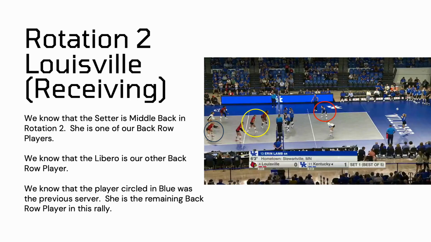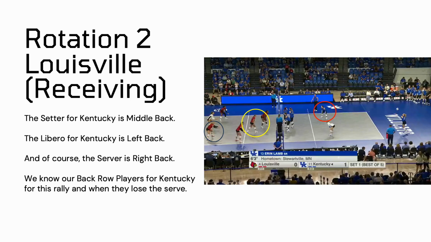Again, just for review, we know that our setter is middle back in rotation 2. Obviously, she must be one of our back row players. We know that the libero always has to be a back row player. So now we know 2 of our back row players in this particular rally. We should know that the player in blue more than likely may have been our previous server. And so she is the remaining back row player in this particular rally.